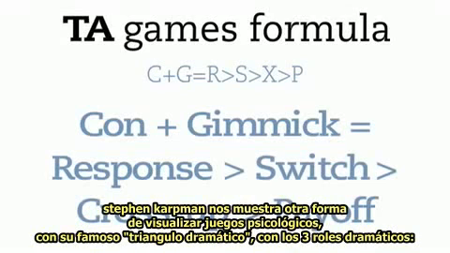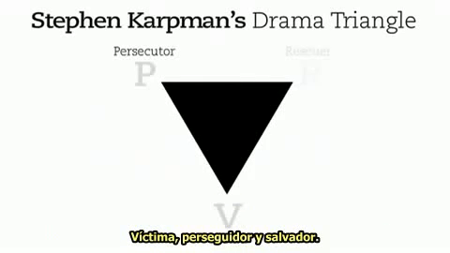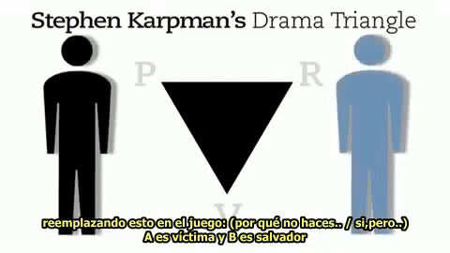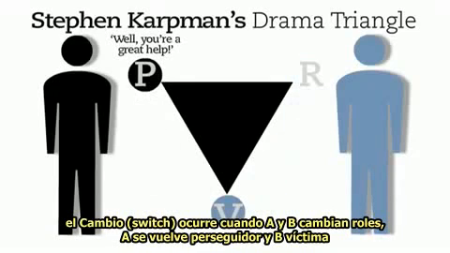Stephen Karpman provided another way to conceptualize games in his famous drama triangle, employing the three dramatic roles of victim, persecutor, and rescuer. Transferring the why don't you, yes but game to this format, we have A starting out as victim and B as rescuer. The switch comes when A and B change roles, with A becoming persecutor to B's victim.